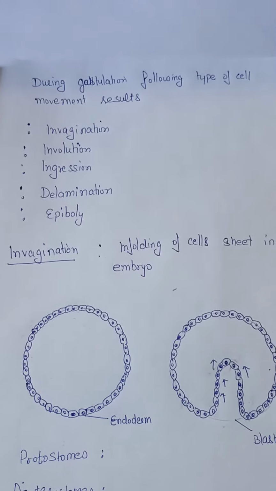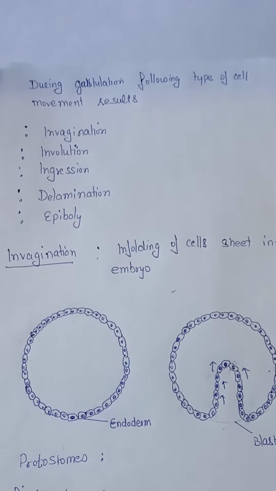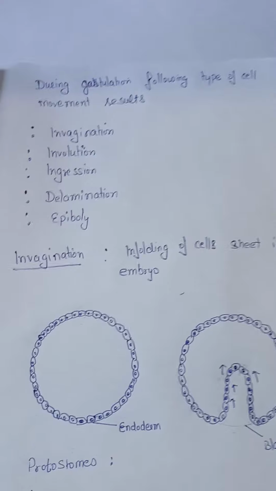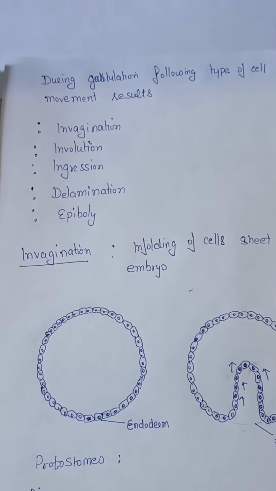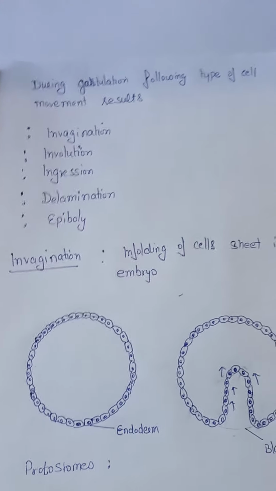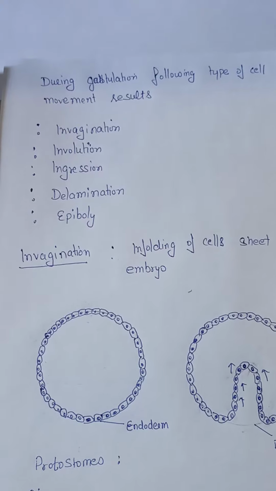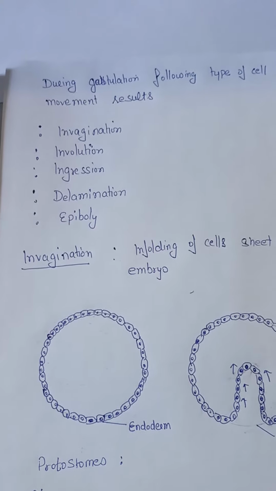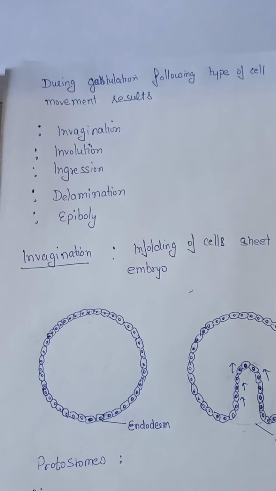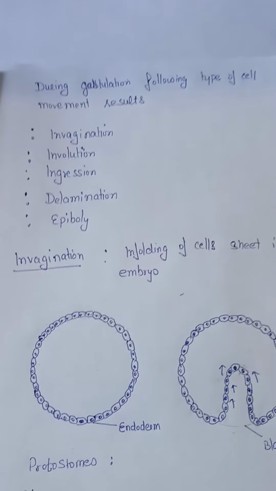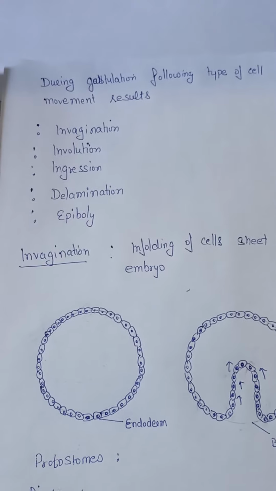So during gastrulation, what happens? The following types of cell movements are there. First is invagination, which is enfolding of the cell. Involution is there, ingression is there, delamination and epiboly. Here is the list of the cell movements which actually occur during the process of gastrula formation.